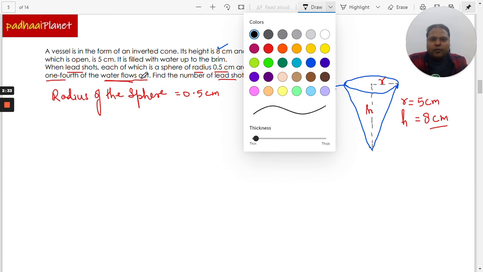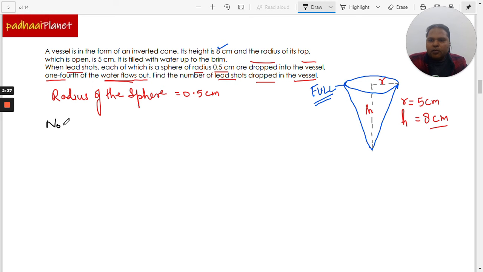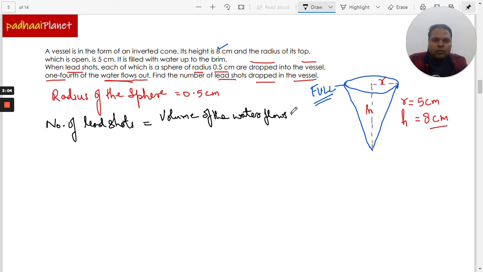Now the formula which we are going to apply here is that the number of lead shots is equal to the volume of the water that flows out, divided by the volume of one sphere, right? Now the question is very simple. We need to find this out and this, and then we can simply solve it.